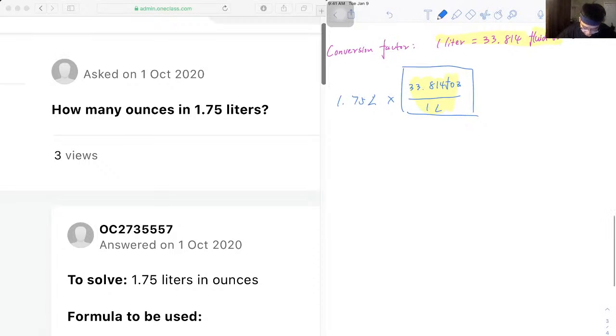Okay, so we just need to plug that into the calculator, which gives us 1.75 times 33.814, which gives us 59.1745 ounces.